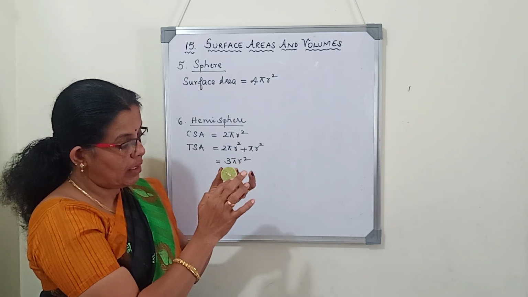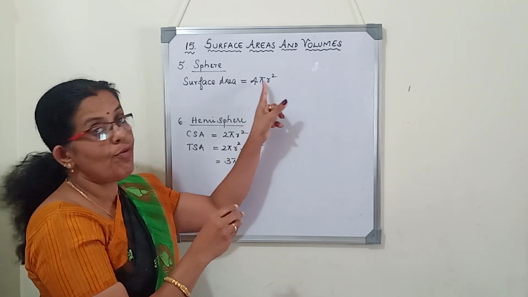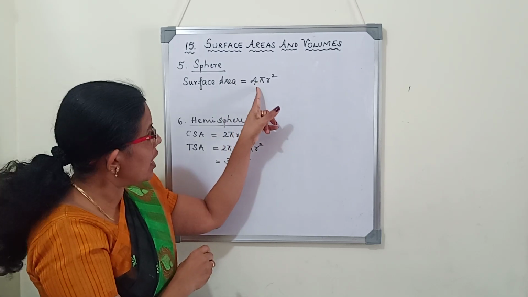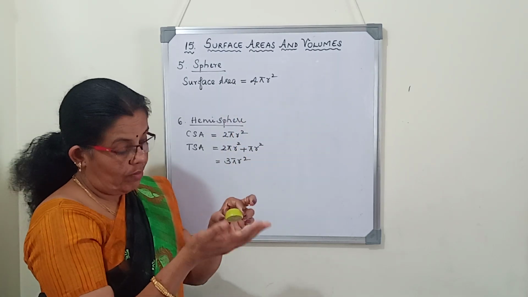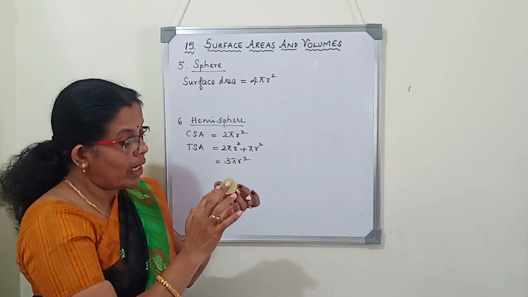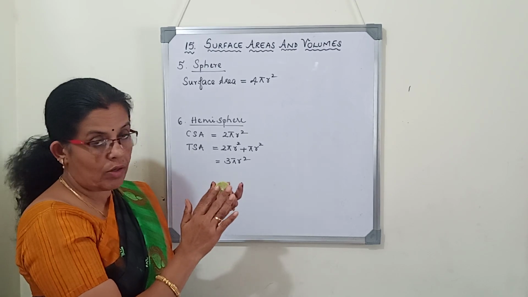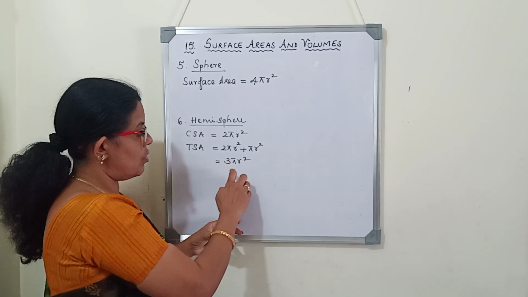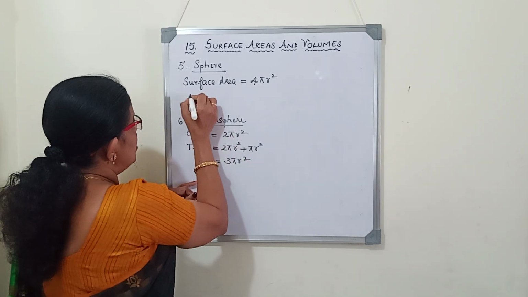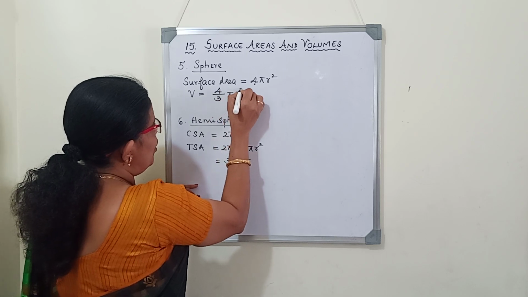So you know that this is pi r square. So pi r square into 4 times becomes 4 pi r square. So the surface area of a sphere is 4 pi r square. When it becomes a hemisphere, it is half of that, 2 pi r square. But the total surface area for a hemisphere has one flat circular surface, pi r square, plus 2 pi r square. We will get 3 pi r square. And the volume of a sphere is 4 by 3 pi r cube.